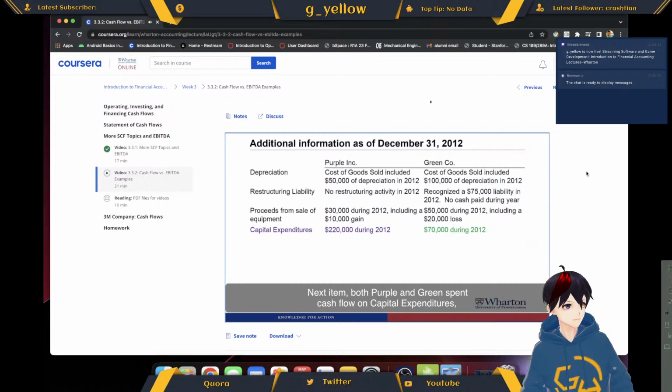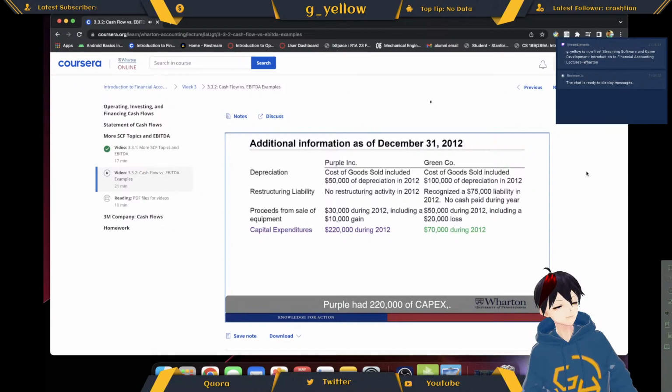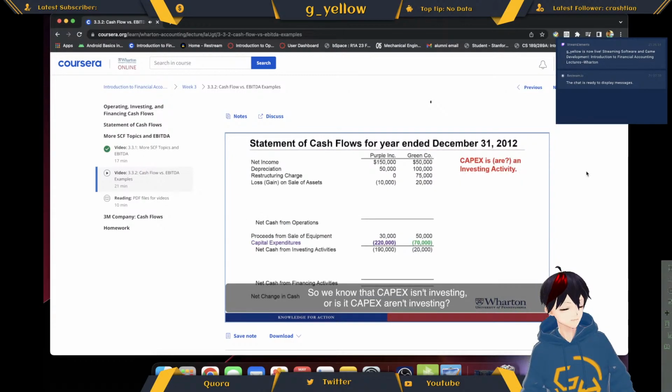Next item, both purple and green spent cash on capital expenditures, buying things like property, plant, and equipment. Purple had $220,000 of CapEx, green had $70,000 of CapEx. So we know that CapEx is an investing, or is it CapEx are investing activities?